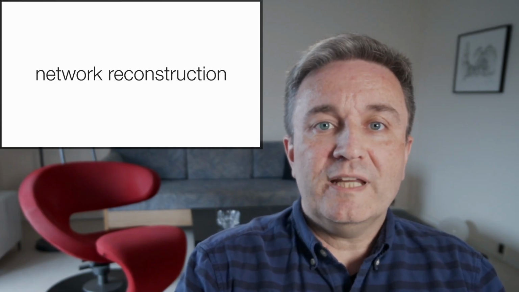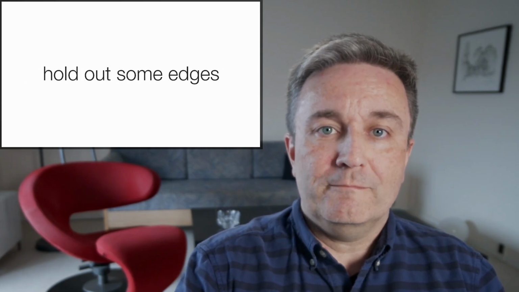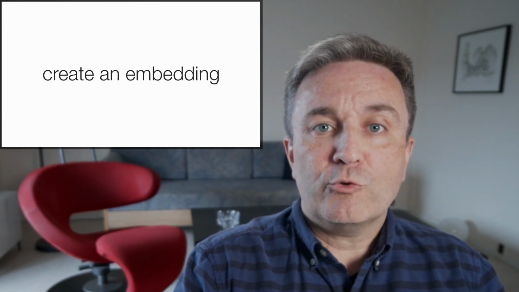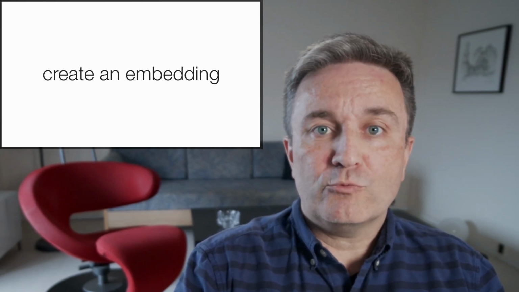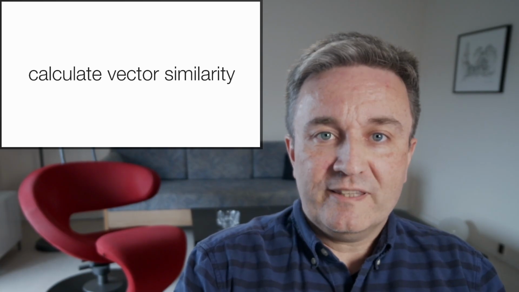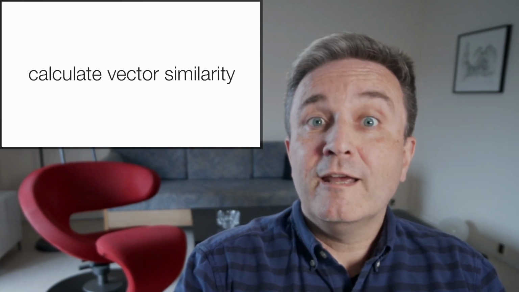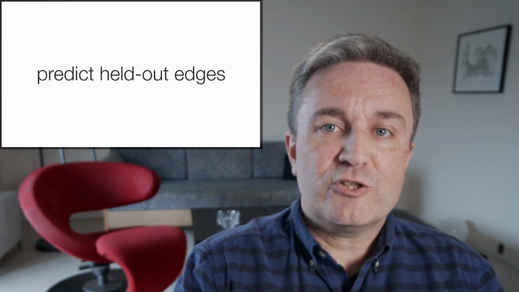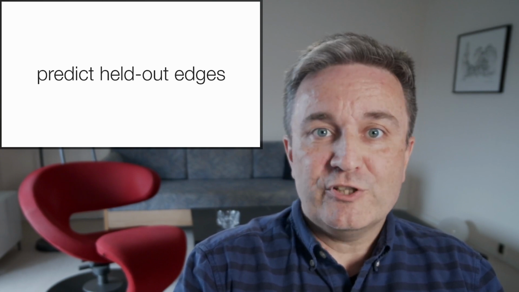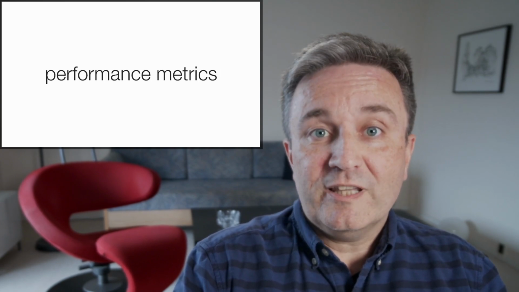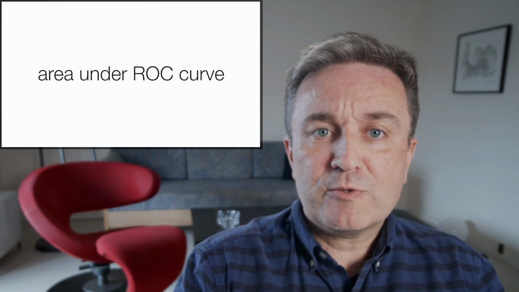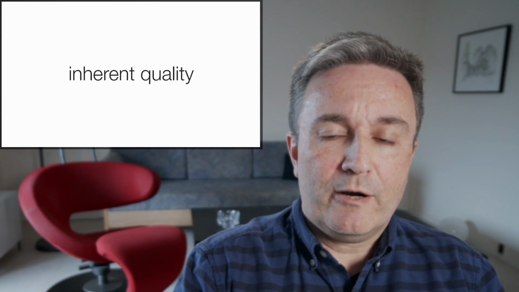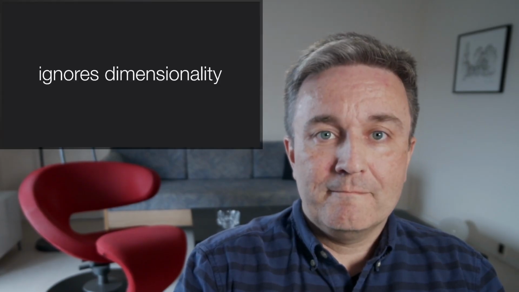The typical way of doing this is to look at network reconstruction. You hold out some edges, effectively a test set, and then you create an embedding, train it on what remains of the network. You can then calculate vector similarity for your test examples, and that way predict held out edges based on similarity in your embedding space. You can then go and calculate your typical performance metrics such as the area under the ROC curve, and that way measure the inherent quality of your embedding.